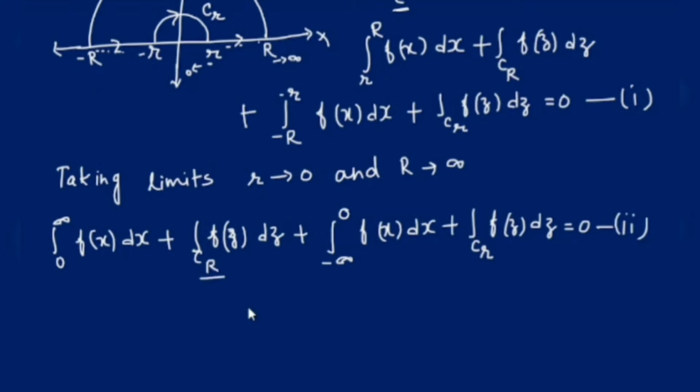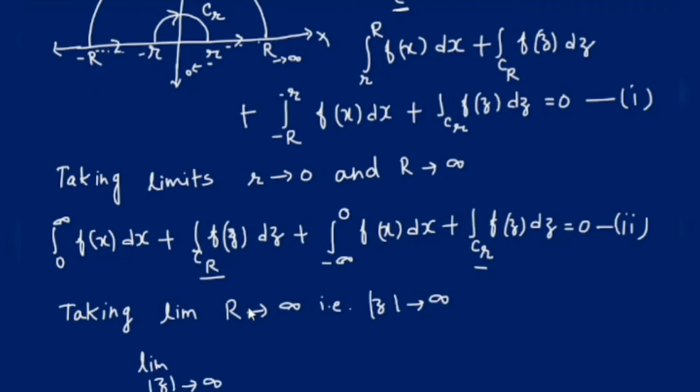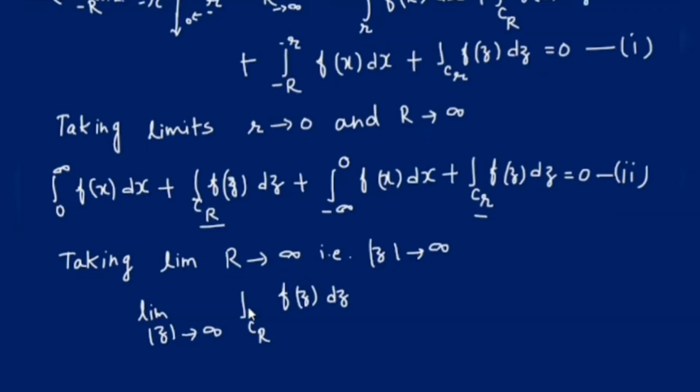Now we evaluate these two values by applying the limit. So taking the limit capital R tends to infinity, that means mod of z tends to infinity, the limit of the integral along C_R of f(z) dz, right? So evaluate this.